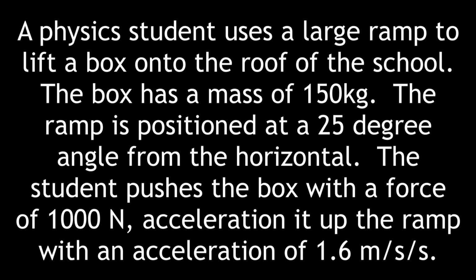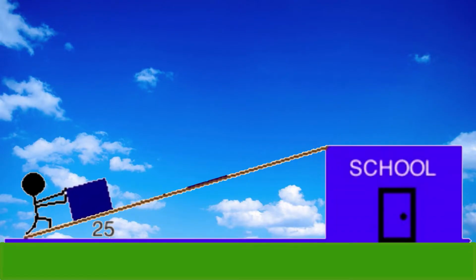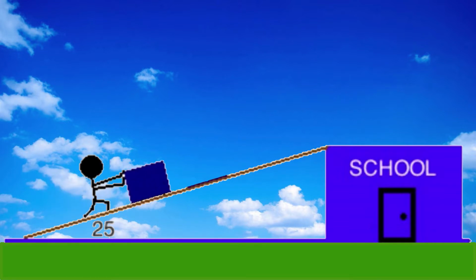If a physics student uses a large ramp to lift a box onto the roof of a school, the box has a mass of 150 kilograms. The ramp is positioned at a 25-degree angle from the horizontal. The student pushes the box with a force of 1,000 newtons, accelerating up the ramp with an acceleration of 1.6 meters per second squared.